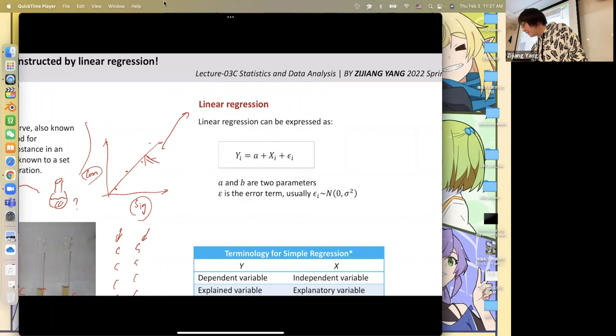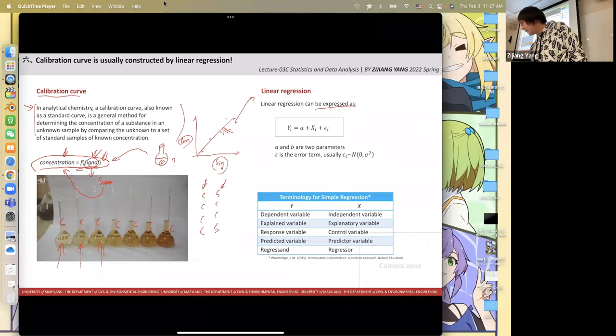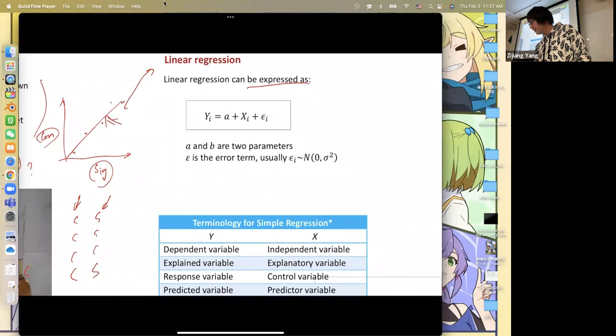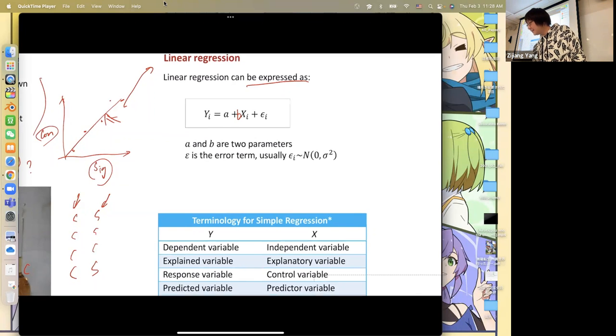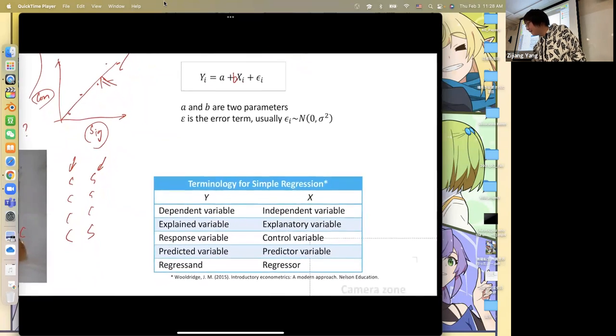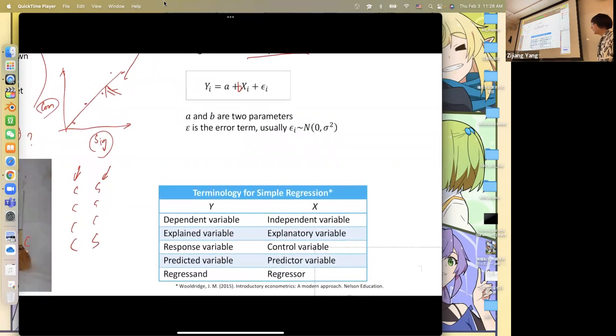So a linear relation can be expressed as this one, which is too small. Like yi equals a plus xi. We should have a b here, I guess that is a typo. a plus b times xi plus eta. And this is pretty much like the equation of a straight line.